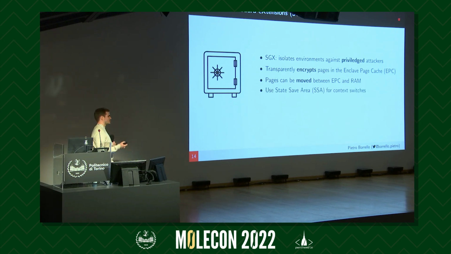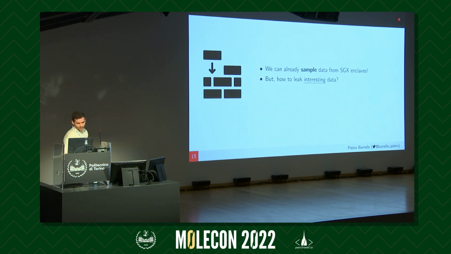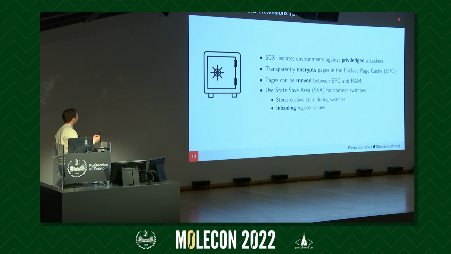Moreover, these enclaves are like lightweight processes, so they need to manage interrupts and this kind of stuff that can happen to processes. So they use a save state area, so that the registers used during execution are protected and saved in the EPC. Even if the operating system constantly interrupts the enclave, it cannot read the register values. This SSA region stores the enclave state during context switches, and it even includes register values.